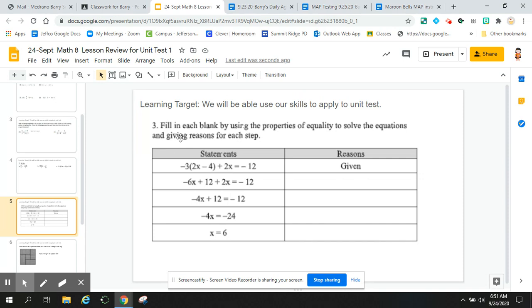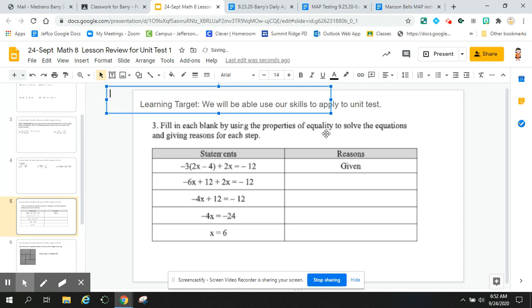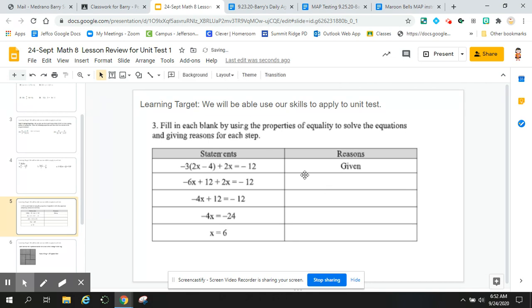On this slide, what I want you to do is to fill in the blank by using the properties of equalities. The properties of equalities, in case you had forgotten, were, whoops, my text box. Okay. Can't do the text box. I apologize. So on this one, what you would do is you would have to fill in each one of these the word on what they did for each step.